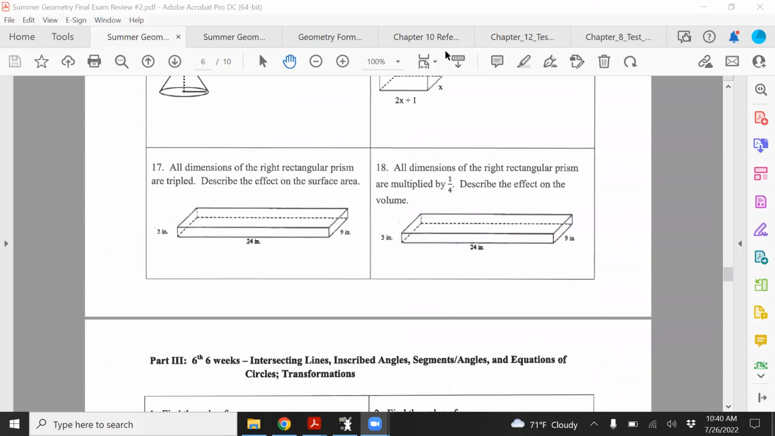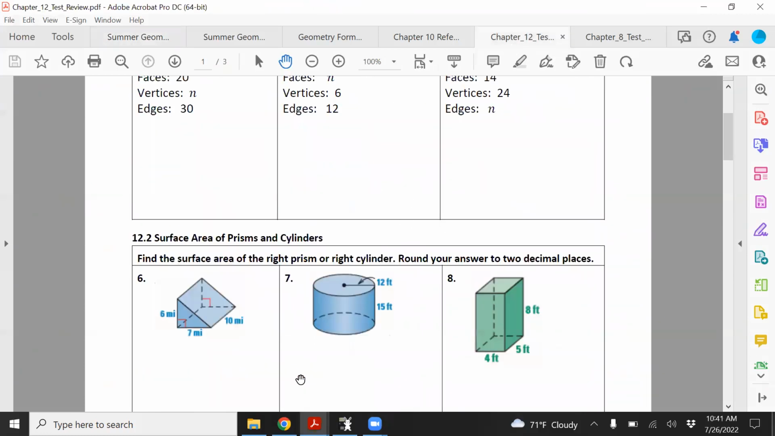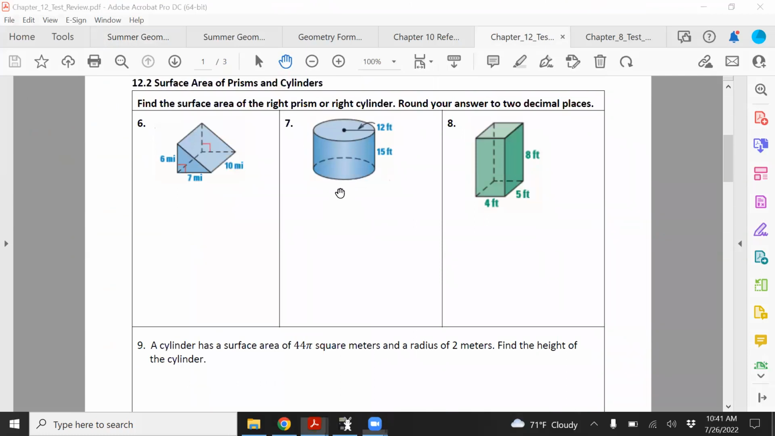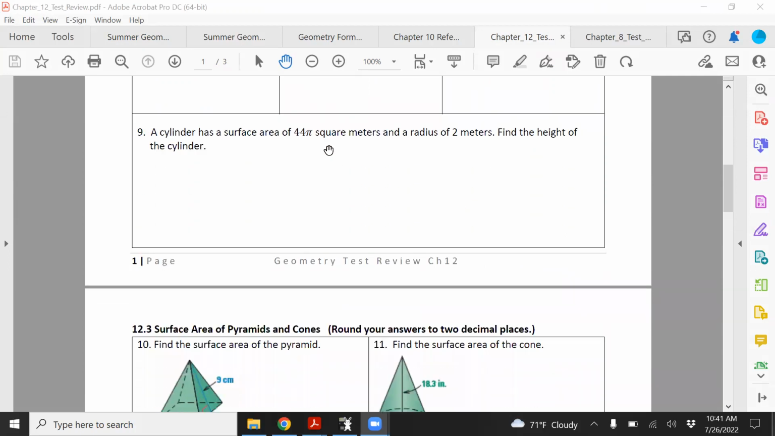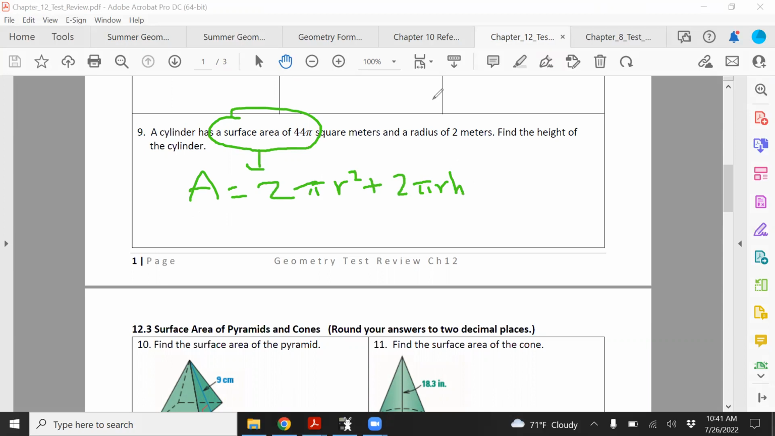Okay, and if we look at this stuff here from the chapter 12 test, are there any questions on this that you guys want to ask about? Like find the volume of a cylinder, volume of a box. Let's look at 9 because that was kind of interesting. Surface area is this. So 44 pi. This is a chapter 12 test review, by the way. I've moved on to a new document, just so you know. This is part of the chapter 12 packet.